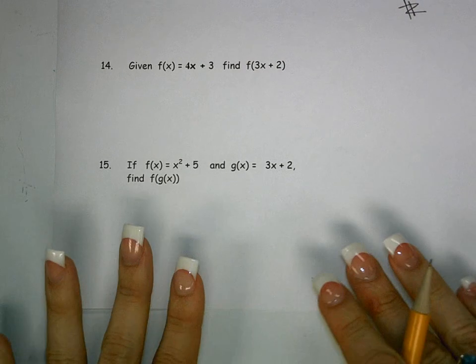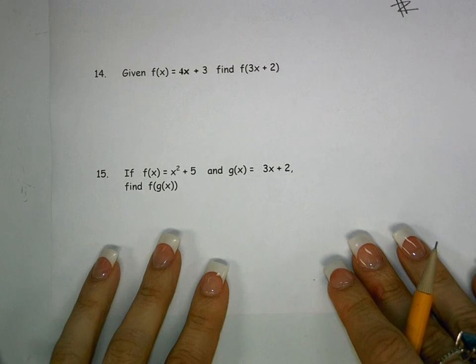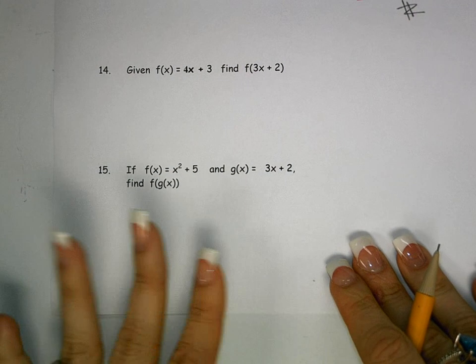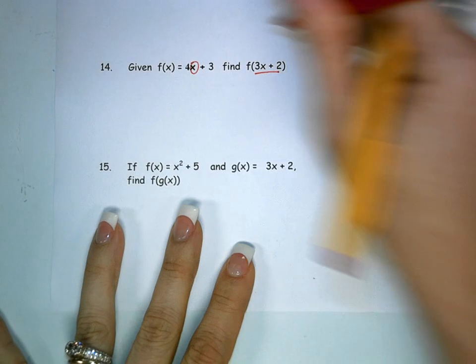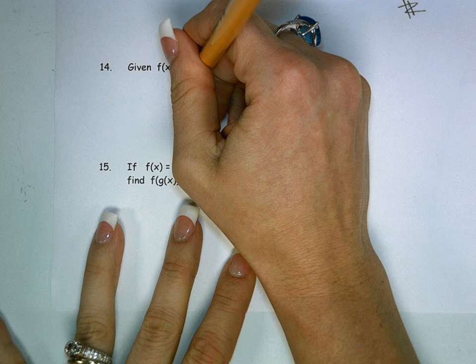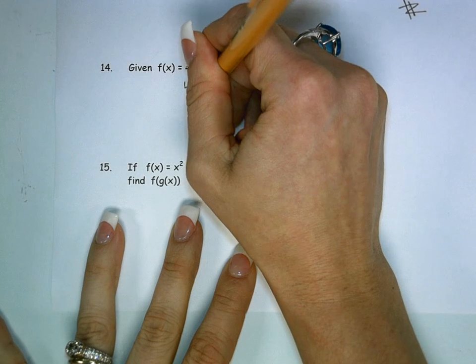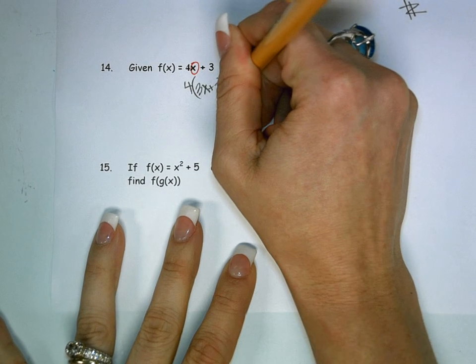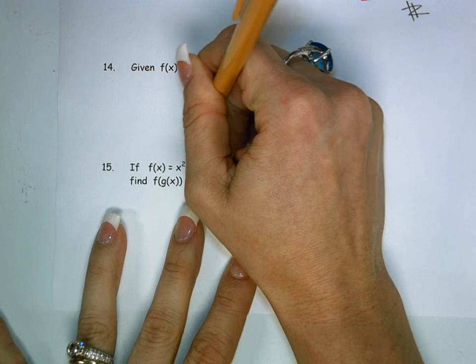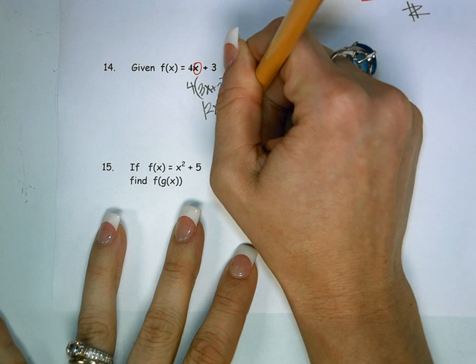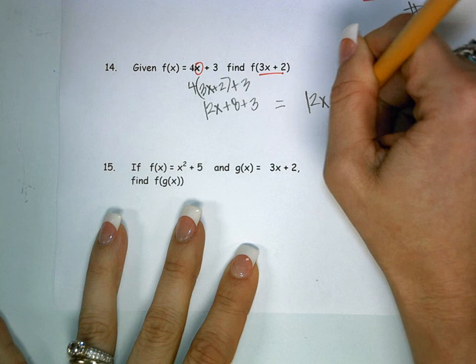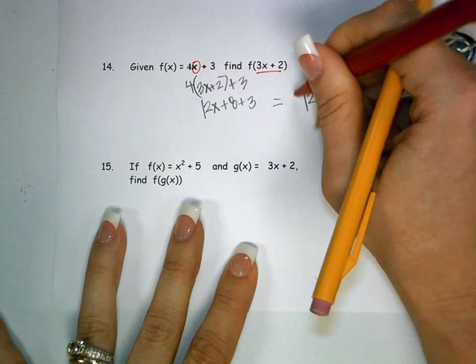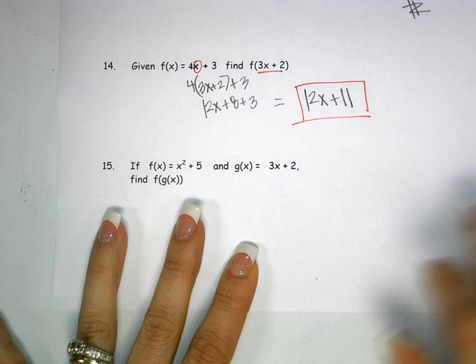Okay, for number 14, if you're given that f of x equals 4x plus 3, find f of 3x plus 2. So just plug in 3x plus 2 in for x. So 4 multiplied by 3x plus 2 plus 3. Okay, distribute through, that gives you 12x plus 8. Plus another 3 gives you 12x plus 11 for an answer. So that's just an evaluate problem.